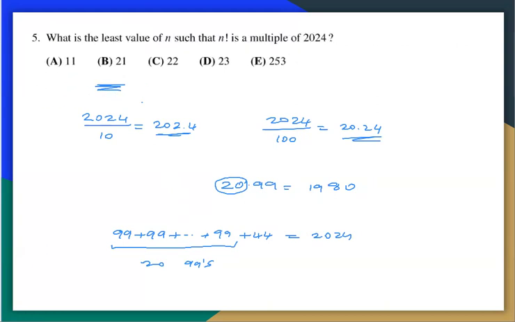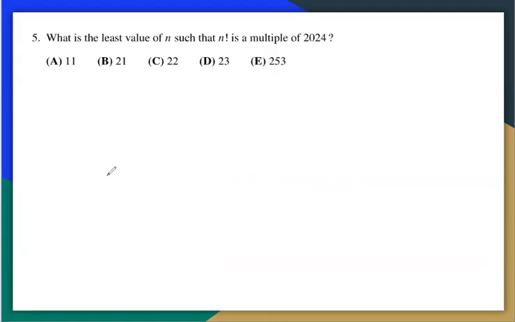Okay, so let's see number 5 as well. What is the least value of n such that n factorial is a multiple of 2024? This is actually nice because it's 2024, and they're asking a question about the prime factorization of the year, which happens every year. So 2024 is actually 2 to the 3rd times 11 times 23. If you didn't know before the test, maybe it's okay, you can still get it after if you try finding prime numbers. That is a divisor, but this is the prime factorization.